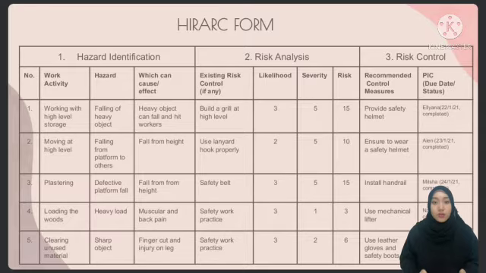Then, for moving at high level, the hazard is falling off from the platform that can cause fall from height. The likelihood is 2, severity is 5, and the risk range is medium. Making sure to wear the safety helmet provided is the recommended control measure that can lower the risk. Same goes for plastering, loading the woods and clearing unused material.